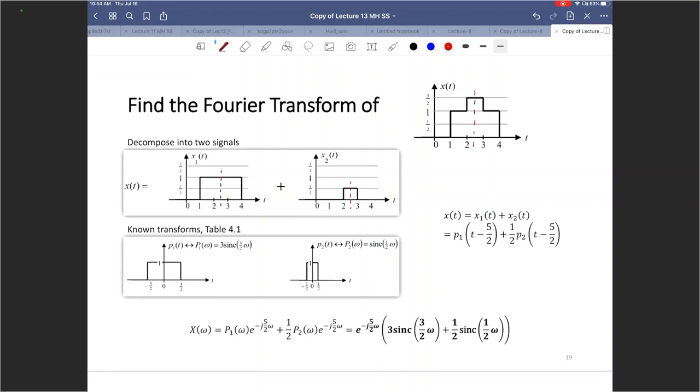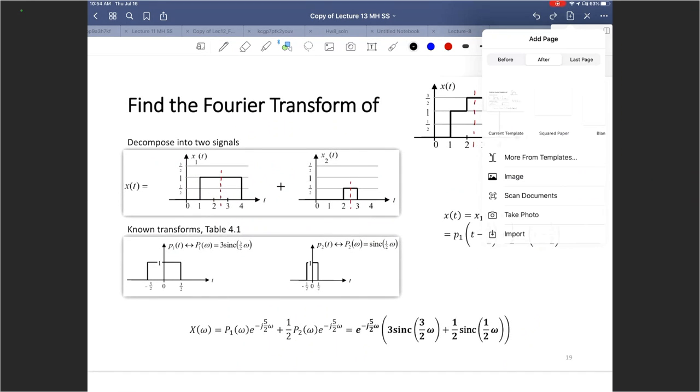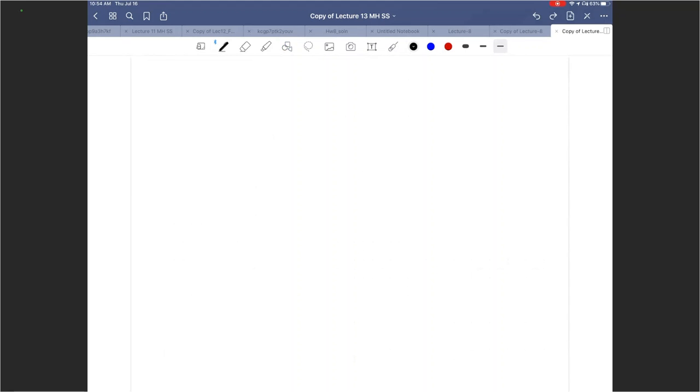So what we are going to do is use a reference result. The reference result is the Fourier transform of a rectangle. The Fourier transform of a rectangle is this. Let me draw it over here. I'll do it on a different page. So this is the reference result.